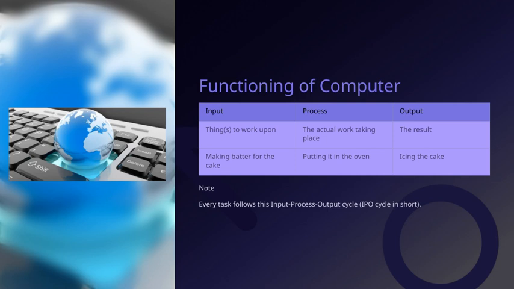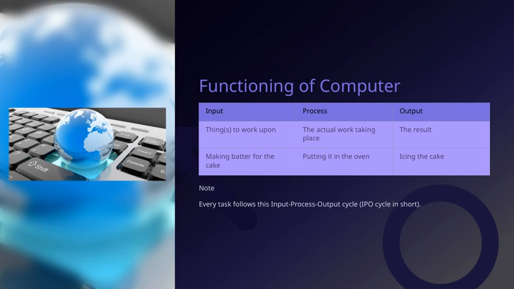In the middle, there's the process, which is the actual work happening, like putting the batter in the oven or the computer executing a program. And on the right, we see the output, the final result, such as a baked cake or the information produced by a computer. What's really important here is understanding that every task, whether it's baking or computing, follows this input-process-output cycle. It's a simple but powerful way to see how things work step by step.